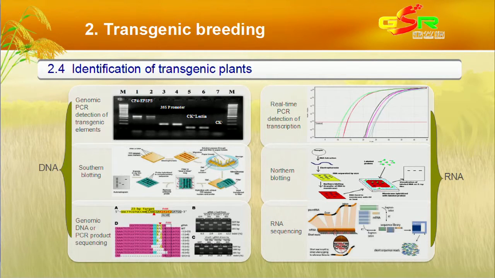In order to identify transgenic plants, we can use all kinds of identification methods. At the DNA level, we can use PCR detection, just like this picture shows how to identify the transgenic soybean. This is the objective gene, the herbicide-resistant gene, the promoter, the endogenous control, and the negative control.